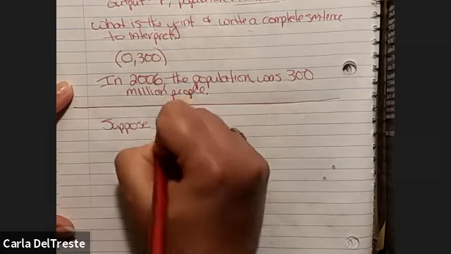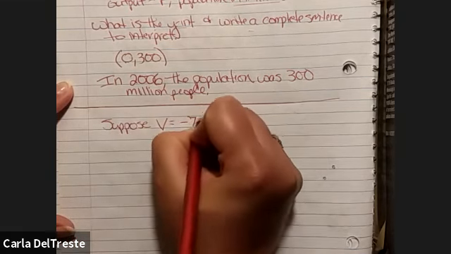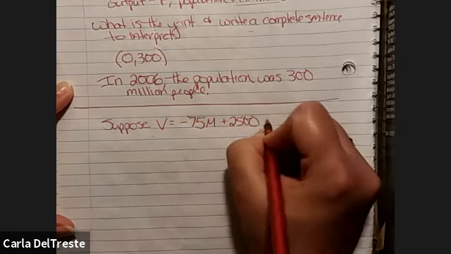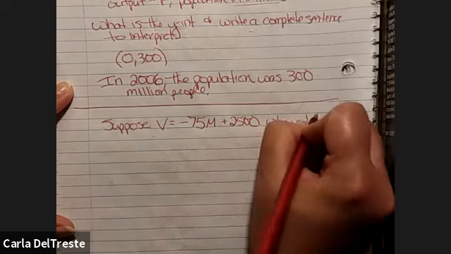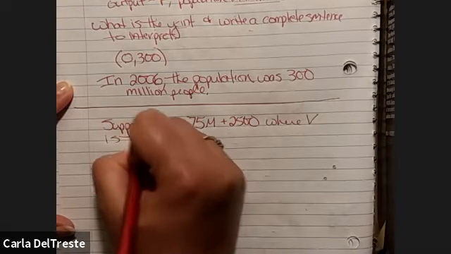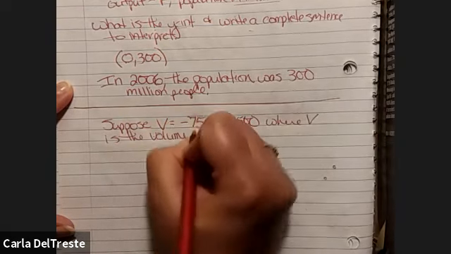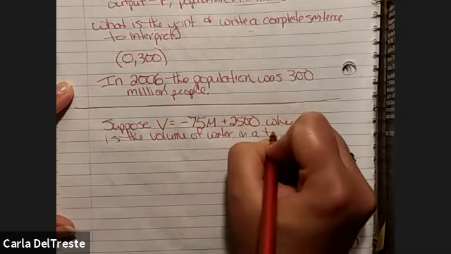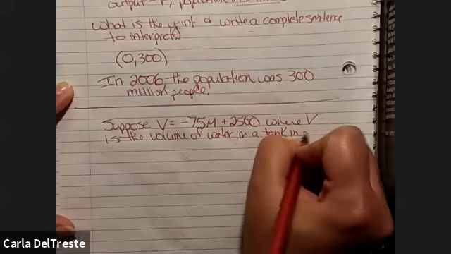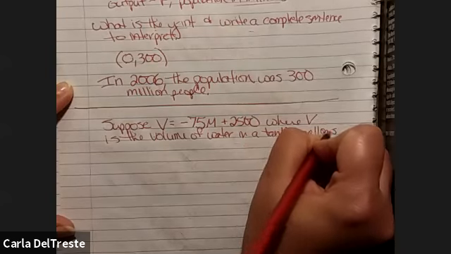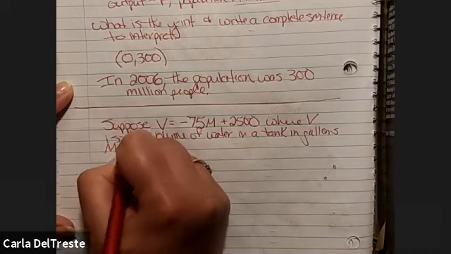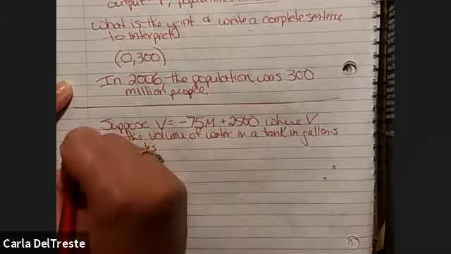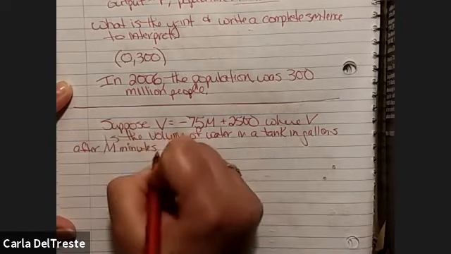Suppose V equals negative 75m plus 2500, where V is the volume of water in a tank in gallons, after m minutes. Sorry, I forgot a word. After m minutes.